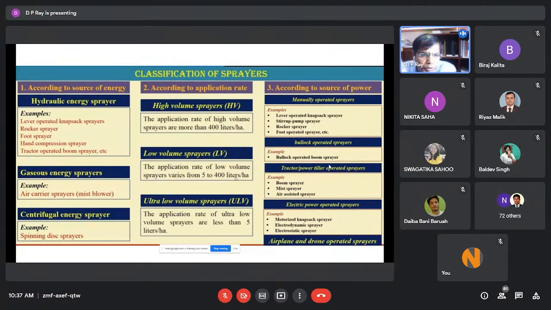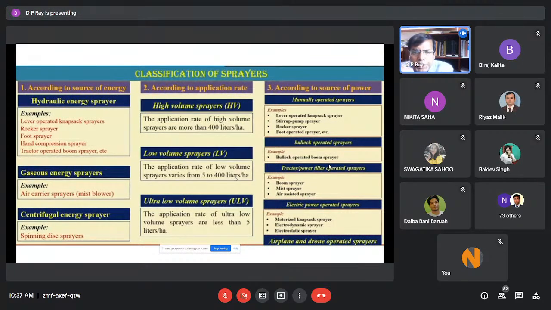A source of energy: when it is hydraulic energy, some examples of hydraulic energy sprayers are the lever-operated knapsack sprayer, rocker sprayer, foot sprayer, hand compression sprayer, and tractor-operated boom sprayer. A gaseous energy sprayer is an air carrier sprayer or mist blower. And a centrifugal energy sprayer, for example, is the spinning disc sprayer.